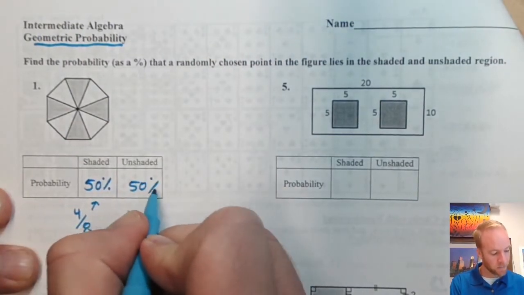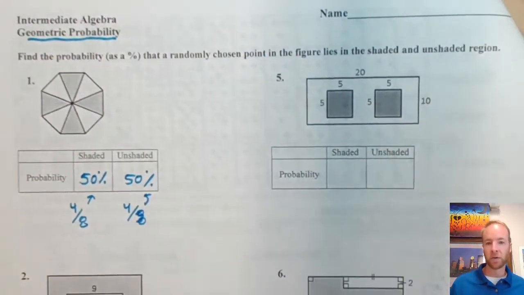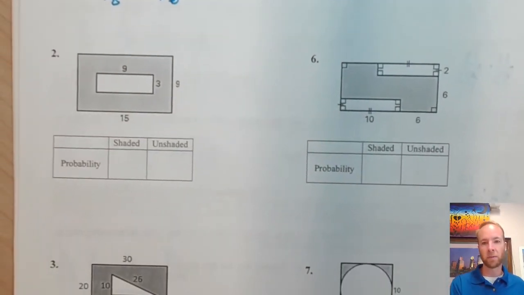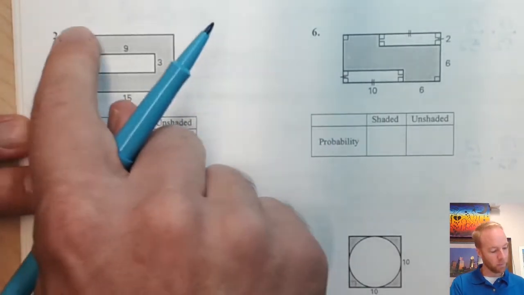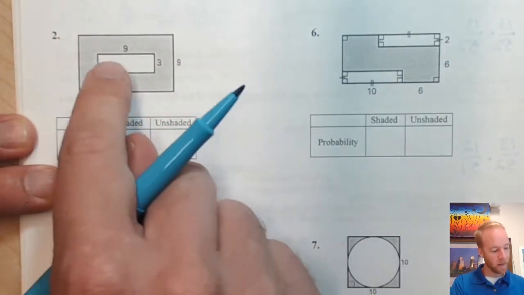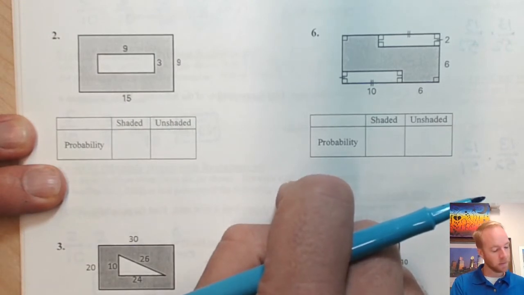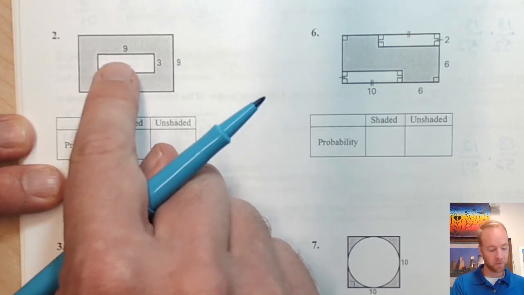So most of the questions on this assignment are not like this. Instead, you're going to be using formulas. So you're going to have to remember some of your area formulas. So let's look at problem 2. Problem 2 is a rectangle and another rectangle inside it. So I think it's going to be easiest to find the unshaded probability first.